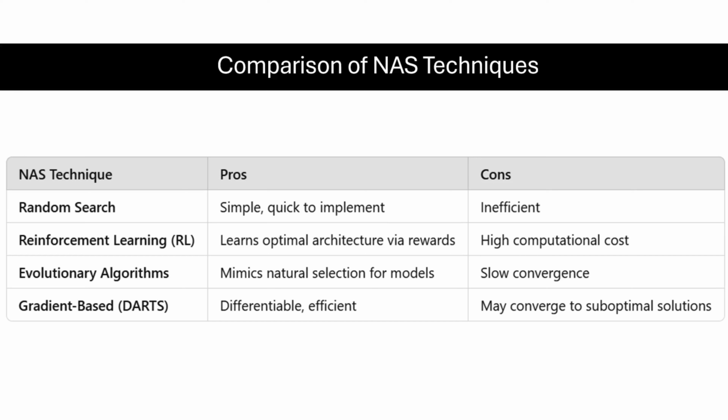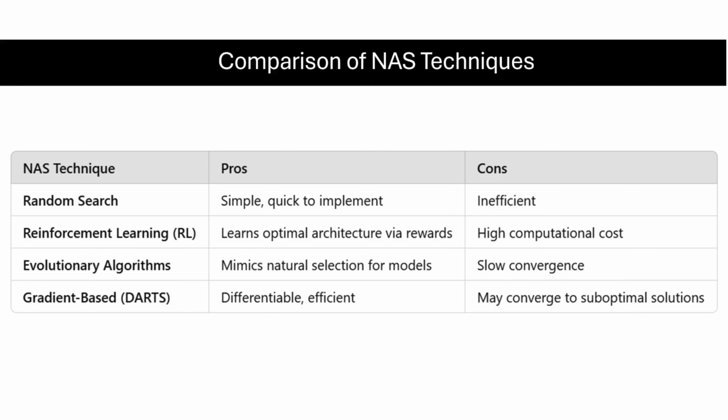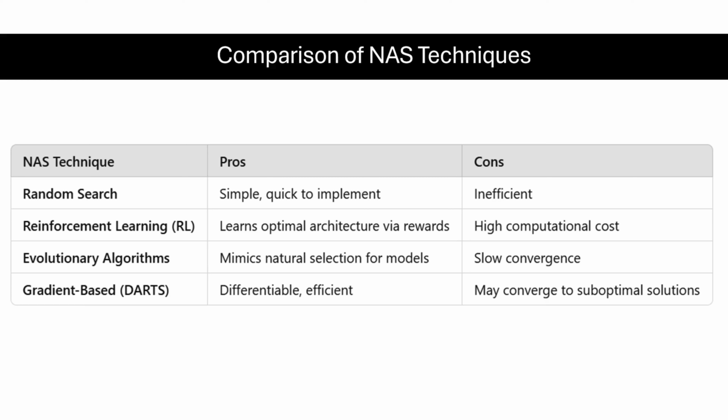Random search is simple, but it's inefficient. Reinforcement learning finds optimal models with rewards, but it is computationally very expensive. Evolutionary algorithms evolve models over generations, but they can converge very slowly. Gradient-based NAS, or DARTS, is very efficient, but it may go to suboptimal solutions. Each method balances accuracy, speed, and cost, which is quite helpful.